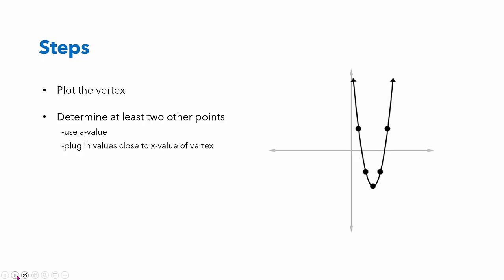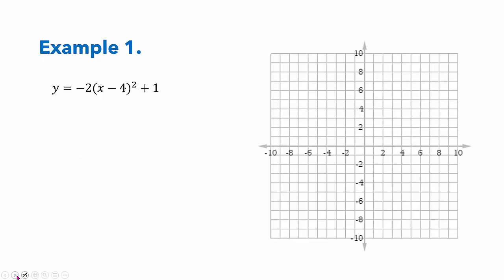And then we can draw in that graph. Let's give this a try. So in our first example, notice we have our A value right here, which is -2. Our H is 4. Notice it says -4, right? That's going to be moving right 4. And our K is 1.